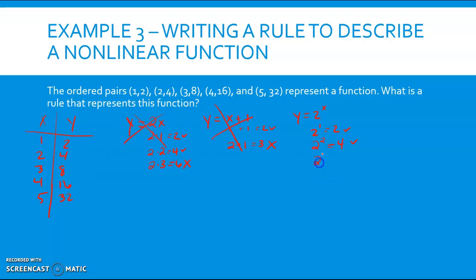And if I do 2 cubed, 2 times 2 is 4, times 2 is 8. And then just to double check, if I do 2 to the 4th power, so 2 times 2 times 2 times 2, that gives me 16. And if I do 2 to the 5th power, that's 16 times 2, which is 32. And so this is my function, y equals 2 to the x power.